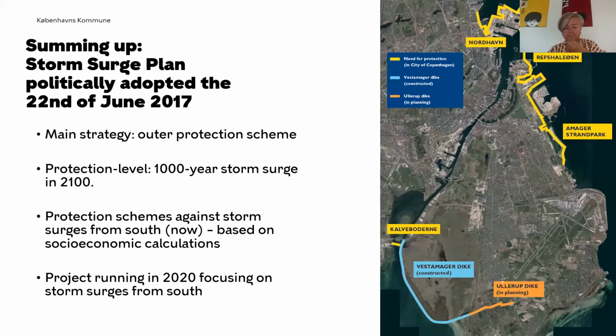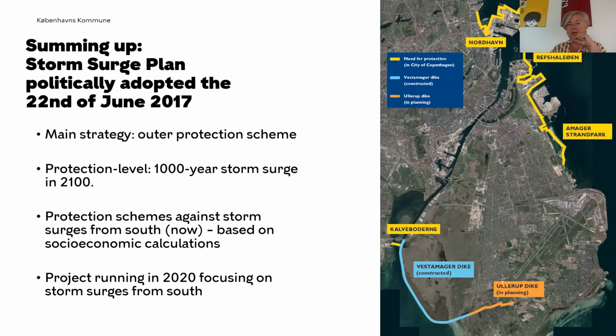for the city. So we decided to create a storm surge management plan, and it was politically adopted by the City Council in 2017. The main strategy for the city is to create an outer protection scheme, and that was based on a cost-benefit analysis looking at what it would cost, business cases, what it would also cost to create an inner protection, protecting the quays and the various small islands in the harbor of Copenhagen.